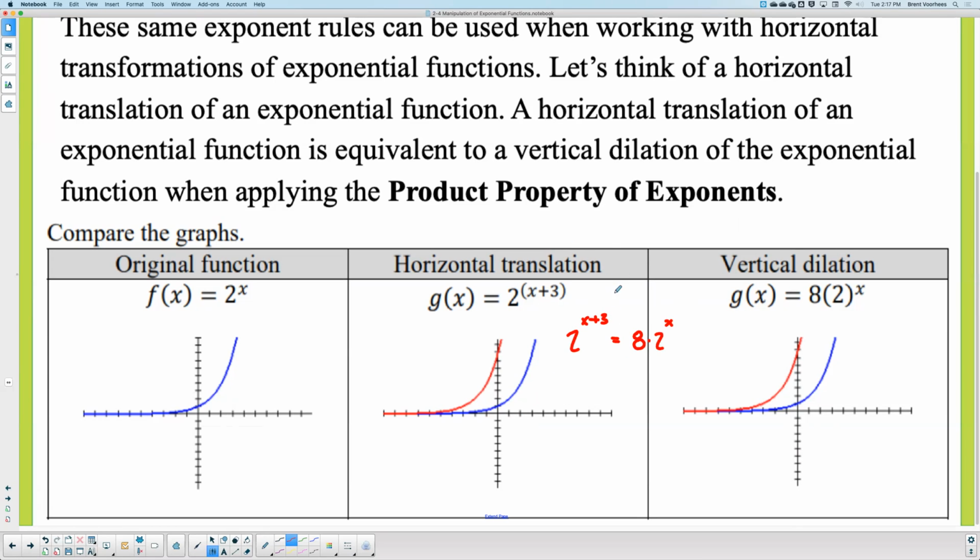Here is a horizontal translation. This is a vertical dilation here, the 8. So we're going to learn how they're equal today using our properties. So let's jump into it and see how these work.